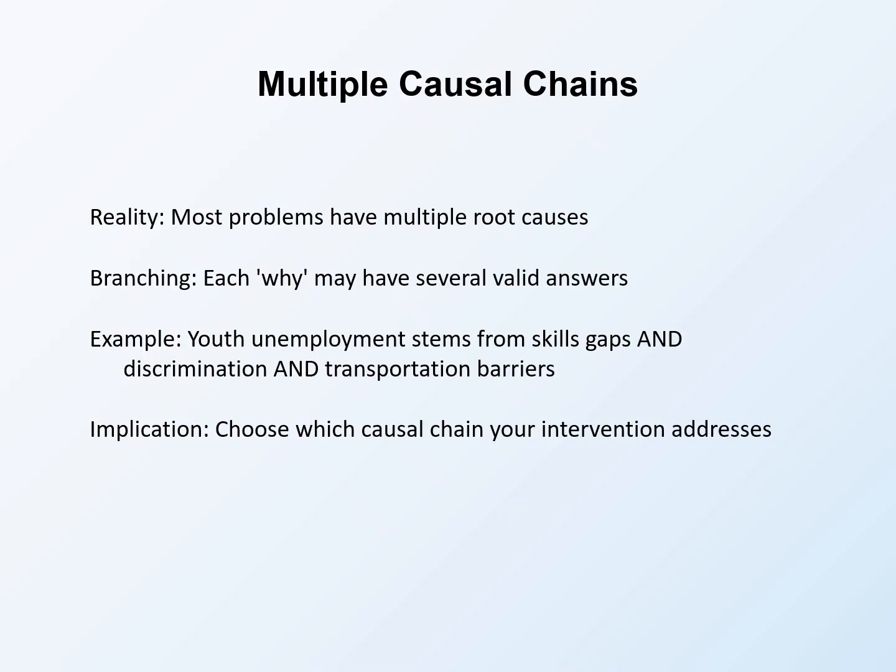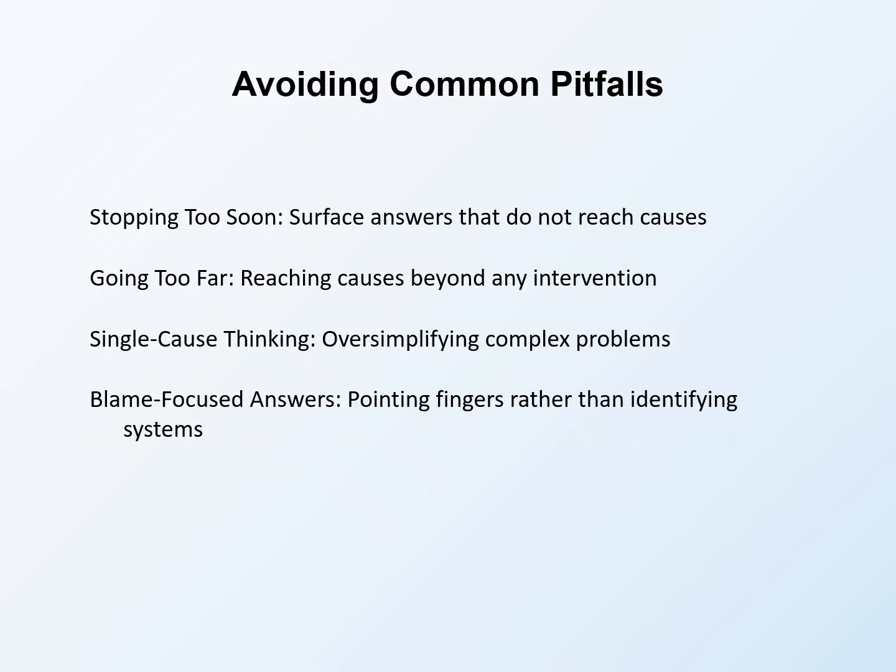The implication for grant writing is that you must choose which causal chain your intervention addresses. You cannot solve everything, but you should demonstrate awareness that the problem is complex and explain why your chosen intervention point is strategic. Several pitfalls can undermine your root cause analysis.